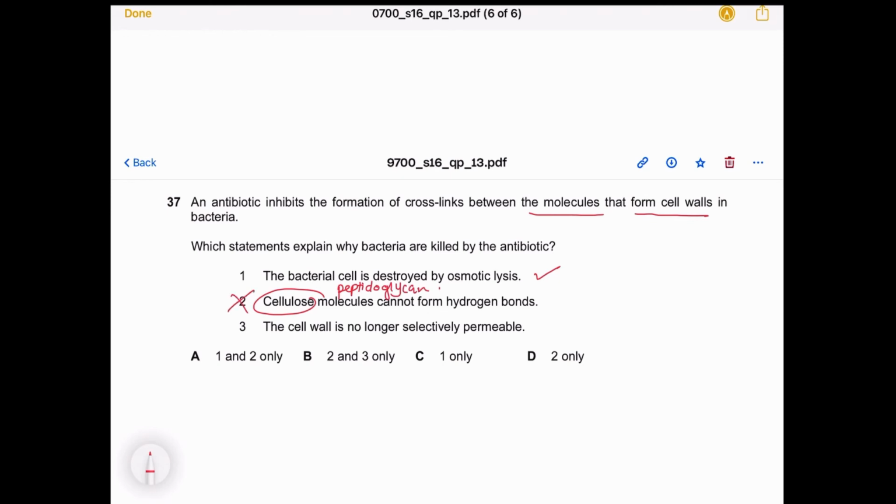And statement 3 says the cell wall is no longer selectively permeable. Now, the cell wall is never selectively permeable. The cell wall has always been fully permeable. Therefore, statements 2 and 3 are wrong, and the answer is only 1. So it would be C.